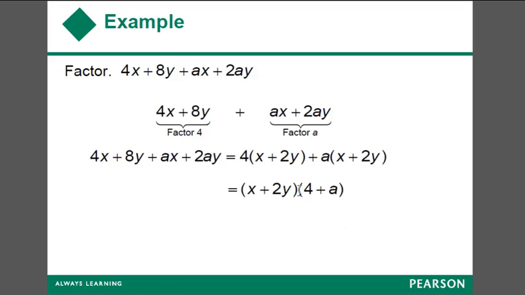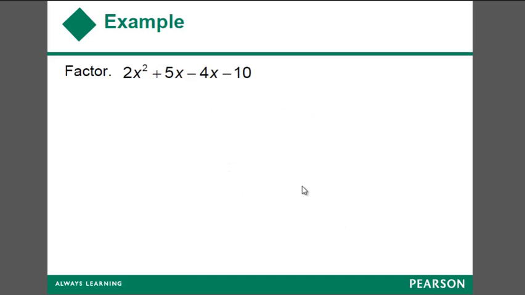Let's try this one, and it says 2x squared plus 5x minus 4x minus 10. We have to be a little bit careful here because we have 2x squared plus 5x. I can factor out an x there, but in the negative 4x and the negative 10, I want to factor out a negative 2. I always want to think of this as plus here, and so whenever my first term here is negative, I always want to factor out a negative from here.